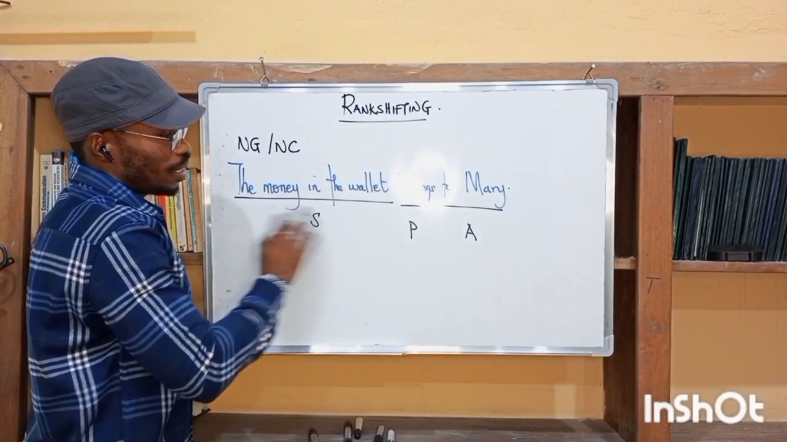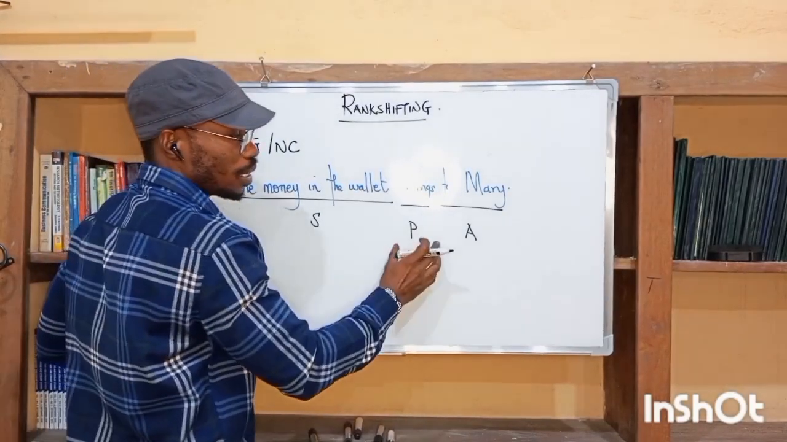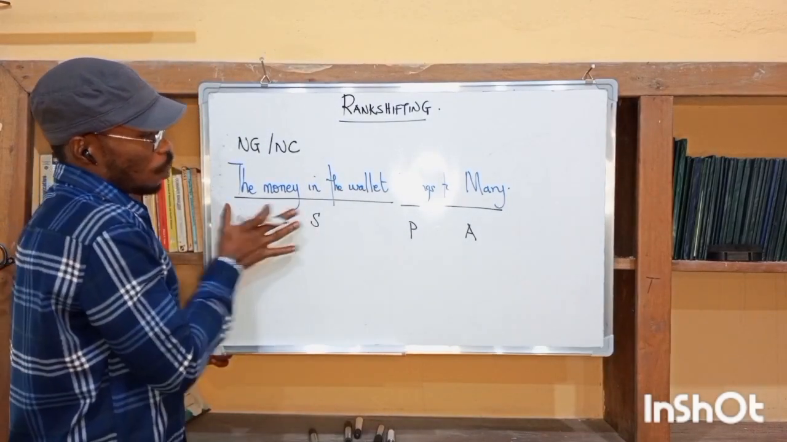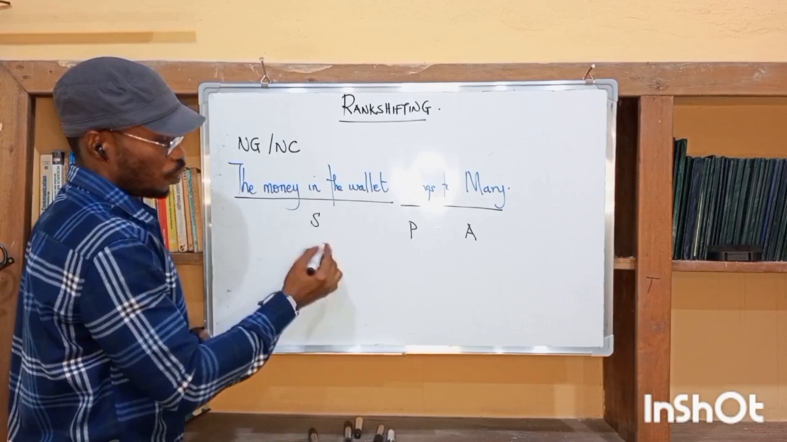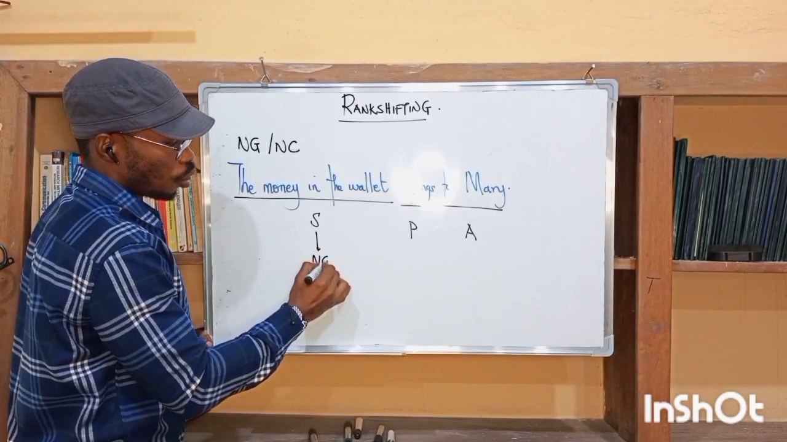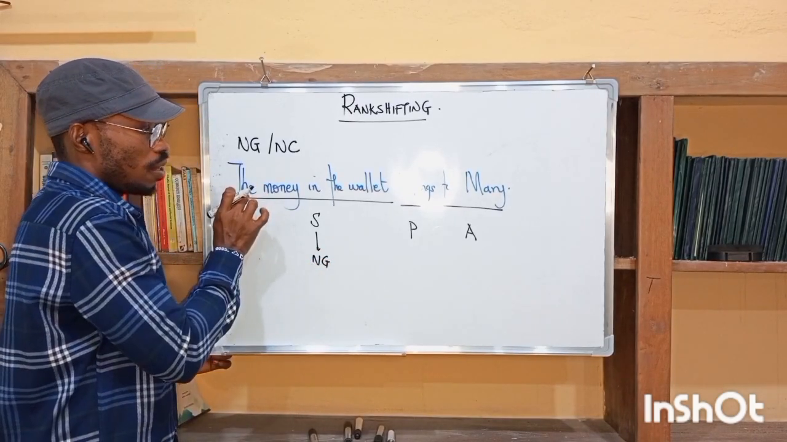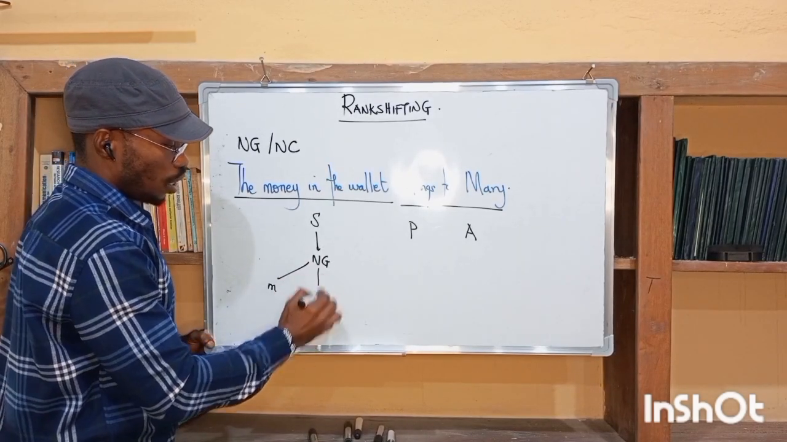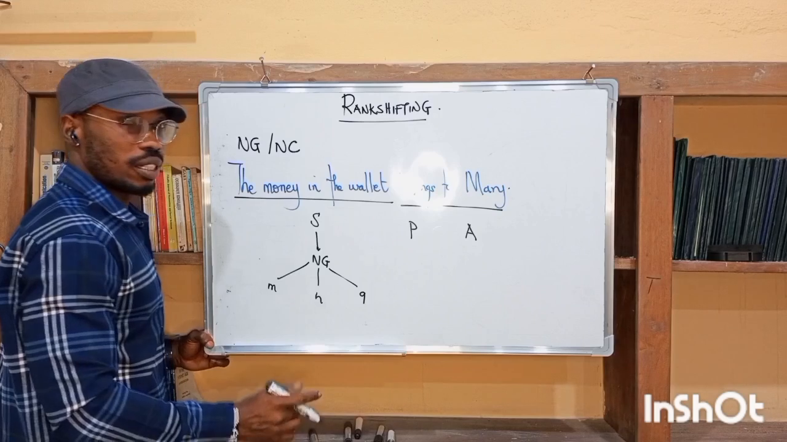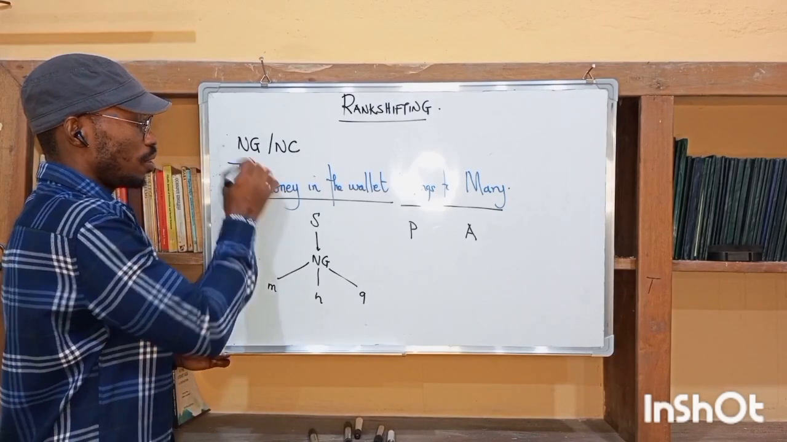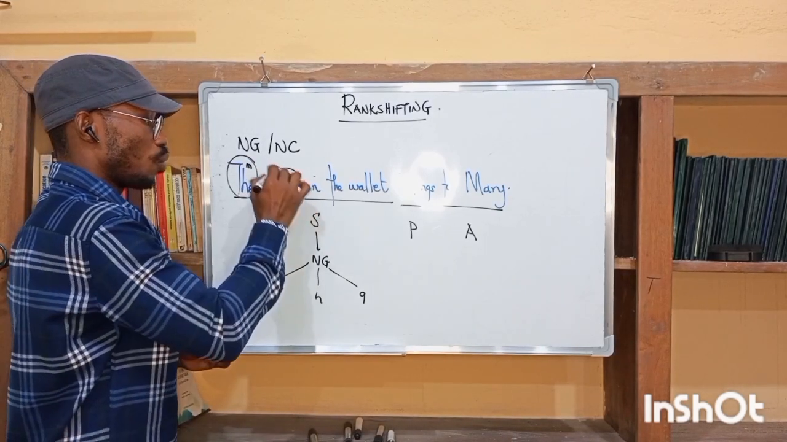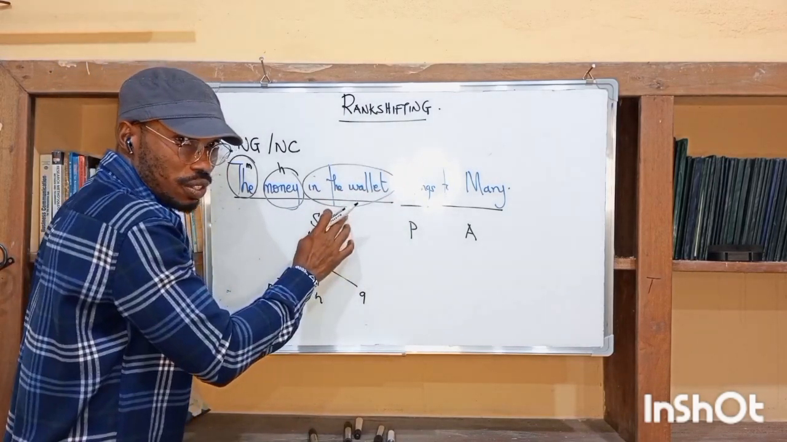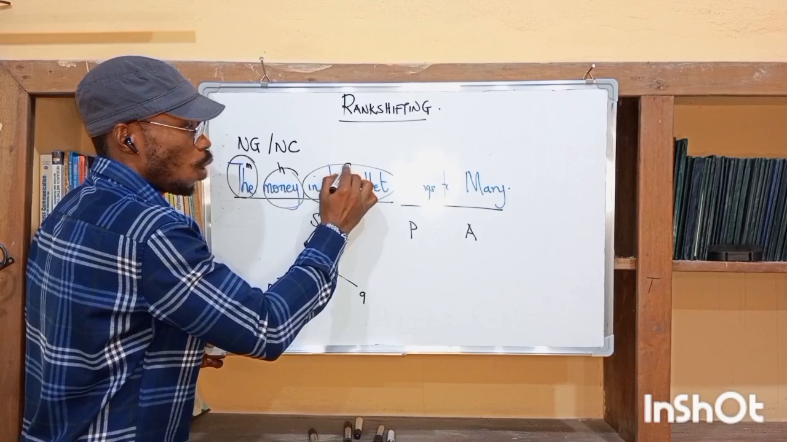The money in the wallet becomes the subject. Belongs is the predicator, which is a verb. Right. Now, the subject is made up of a nominal group. So we go down here and we do nominal group. This nominal group has three elements: a modifier, head word, and qualifier, where the is the modifier, money is the head word, in the wallet, which is a group of words, right, is the qualifier.